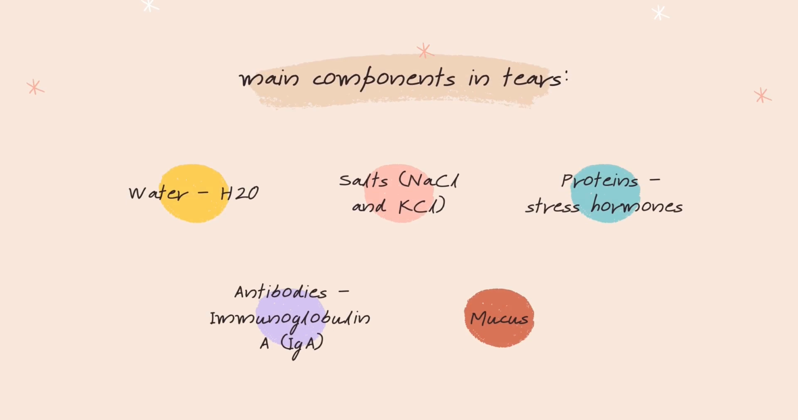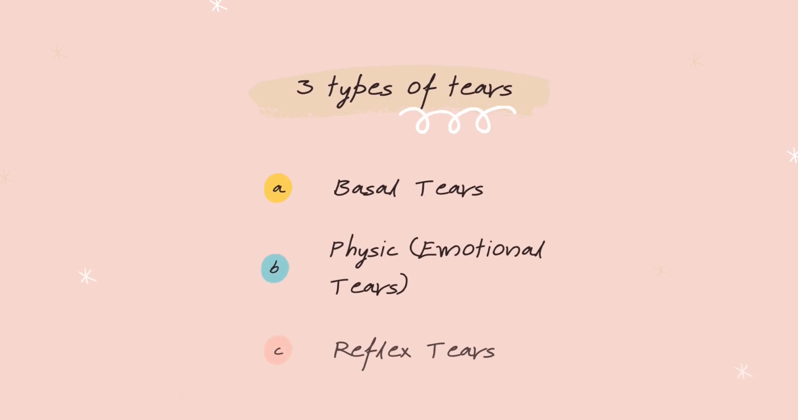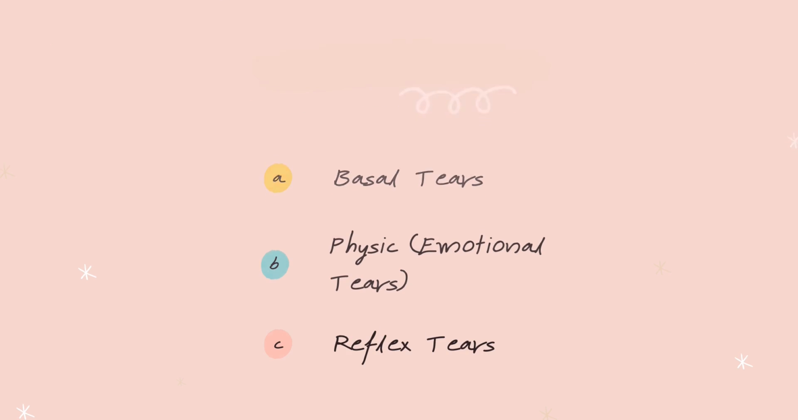Next are the main components in naturally occurring tears, which are number 1, water, number 2, salts, composed of sodium chloride and potassium chloride, number 3, proteins, the stress hormones, number 4, antibodies, immunoglobulin A, and number 5, mucus. On the other hand, the composition of tears may vary according to what kind of tears they are. There are 3 types of tears. Number 1, basal tears, number 2, psychic or emotional tears, and number 3, reflex tears.